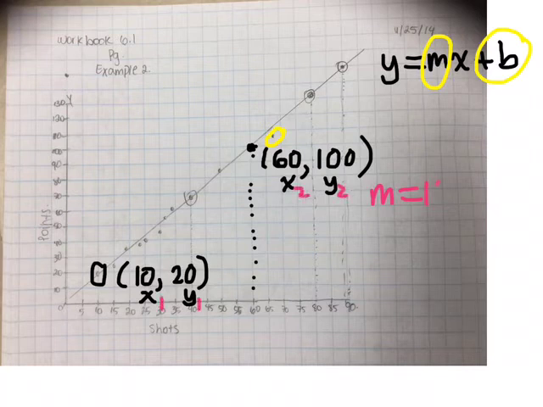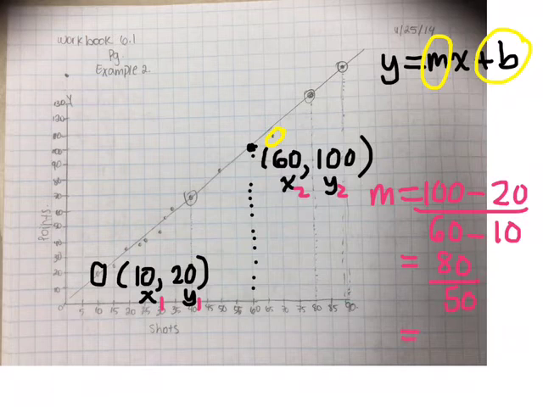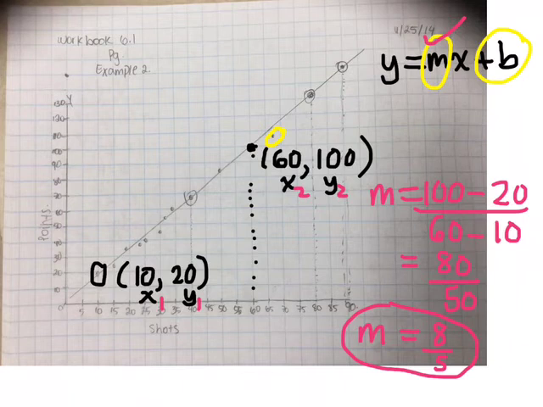So y2 minus y1 over x2 minus x1. So that's 80 over 50, and I want you to write your answer in lowest terms. My slope is equal to 8 over 5. Okay, that's the slope of my line. Okay, so now that I found the slope, what do you think the next step would be? Yep. Finding the y-intercept, okay? So how do we find the y-intercept if we now know the slope?